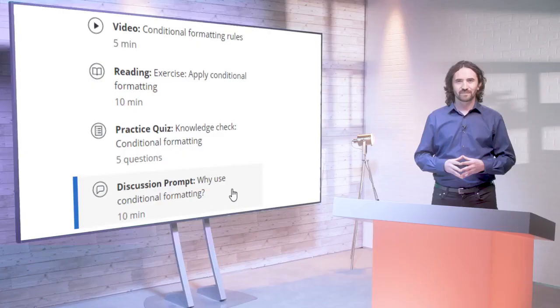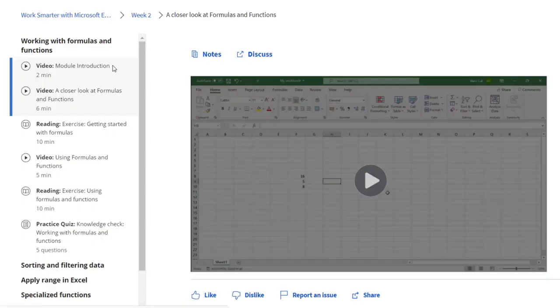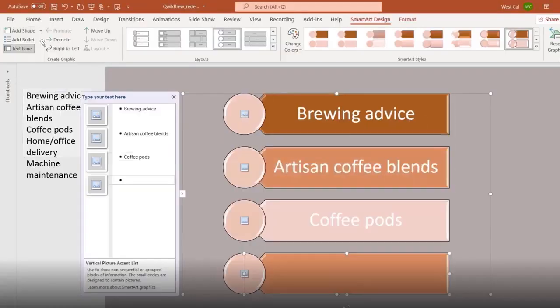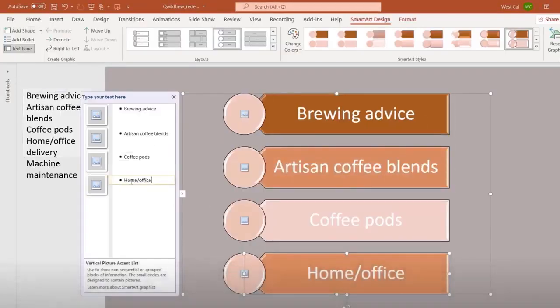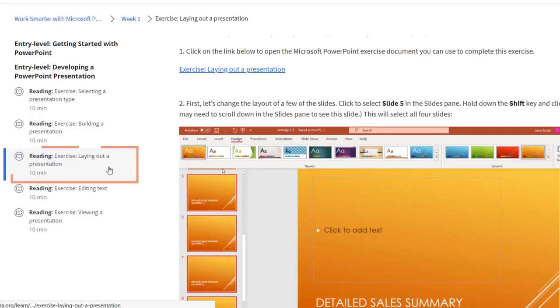So, if you're good to go, it's time to look at the content you will be able to access in this program. In each lesson, you have access to videos, readings, exercises, discussion prompts, practice quizzes, and graded quizzes. The videos guide you on the key features, elements, and the best practices associated with individual Microsoft Office programs. There are also several optional videos. These are not mandatory and can be skipped if you are already familiar with the material they cover.